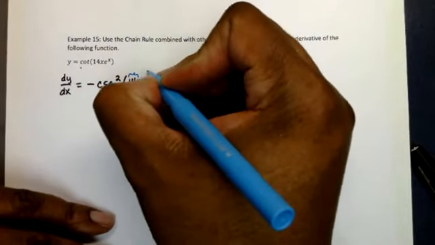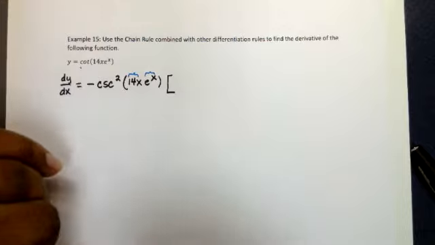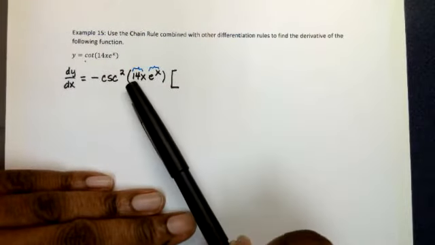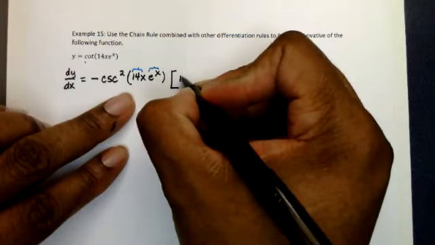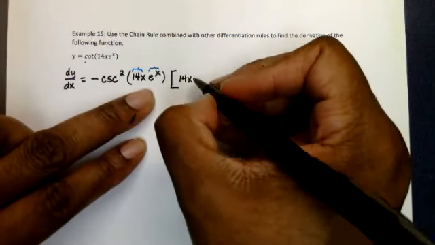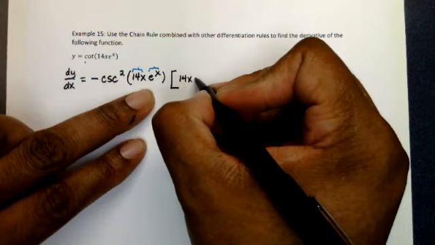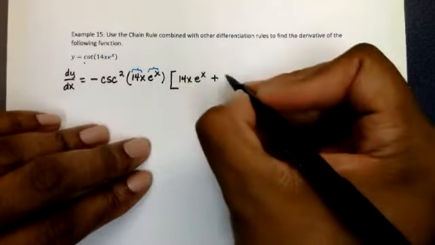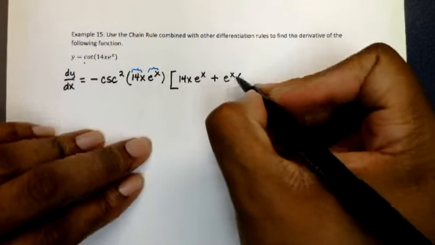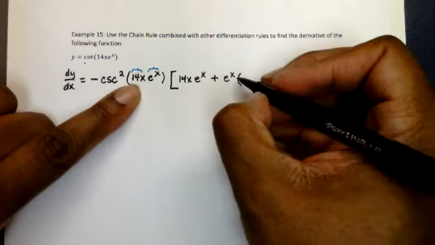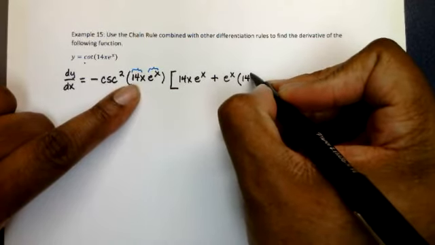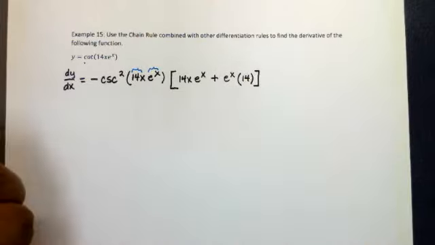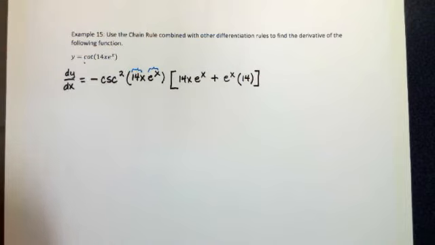So that 14x will be the first, e to the x will be the second. So in this case, it will be the first, which is 14x, times the derivative of the second, and the derivative of e to the x is e to the x, plus the second, which is e to the x, times the derivative of 14x, which is 14. And keep in mind, the derivative of e to the x is e to the x. That's the easiest derivative that anyone can take.